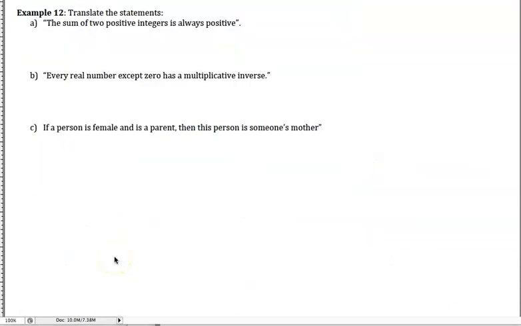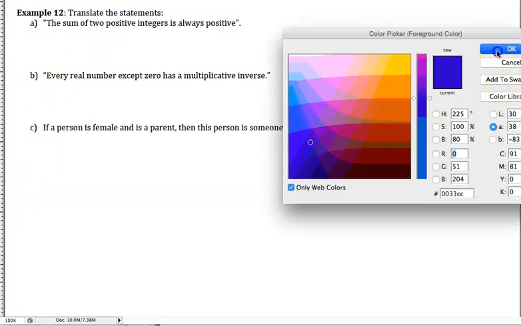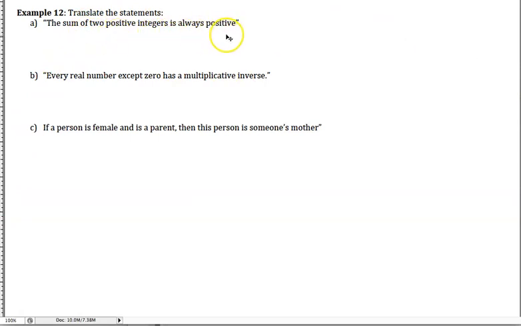All right, so let's try these translations. We have: the sum of two positive integers is always positive. So we see that we have two variables, two positive integers. The word always kind of implies that we're going to look at the universal quantifier. So I'm going to write for all x and for all y.